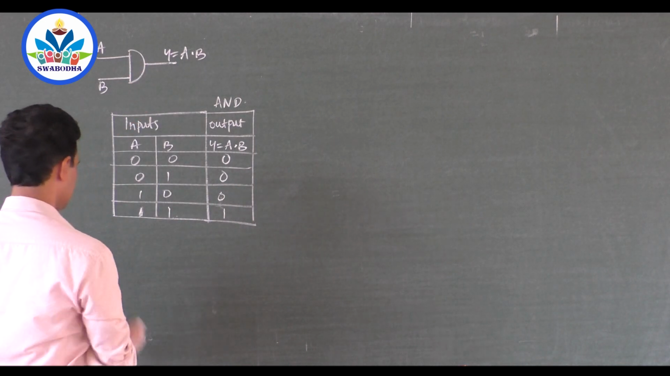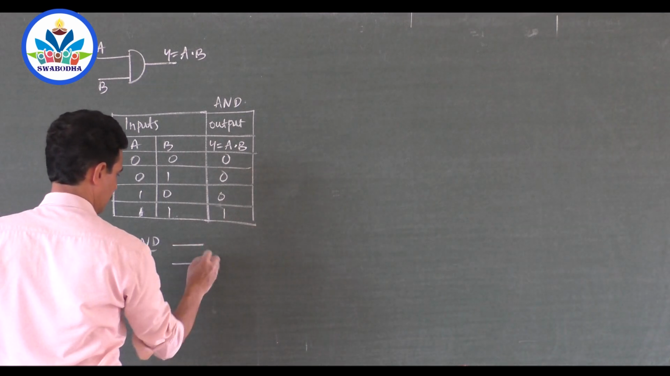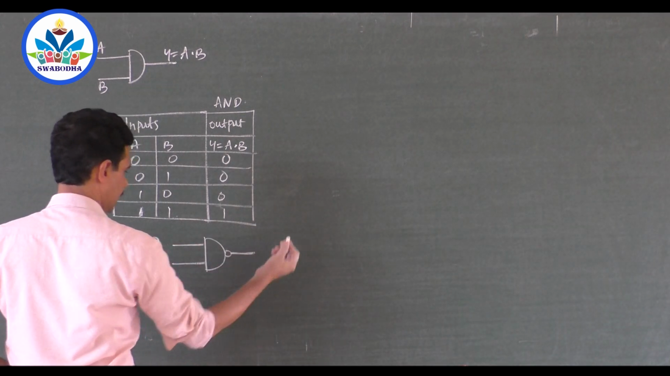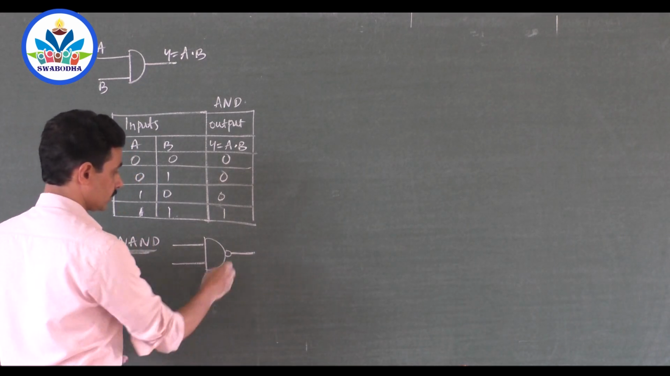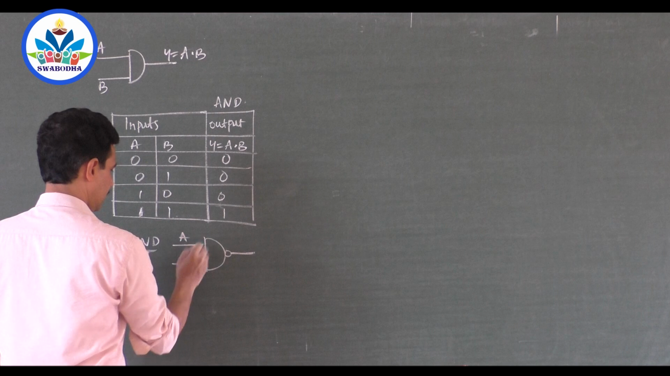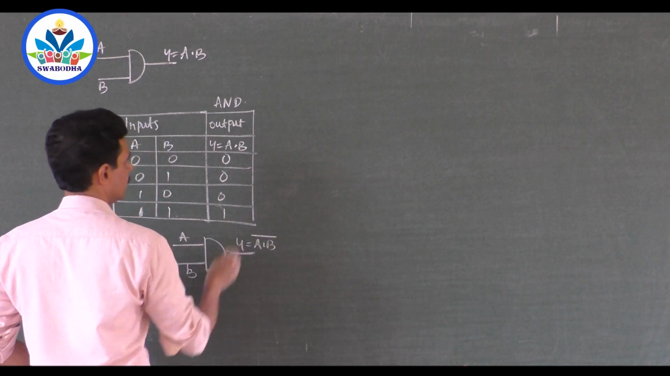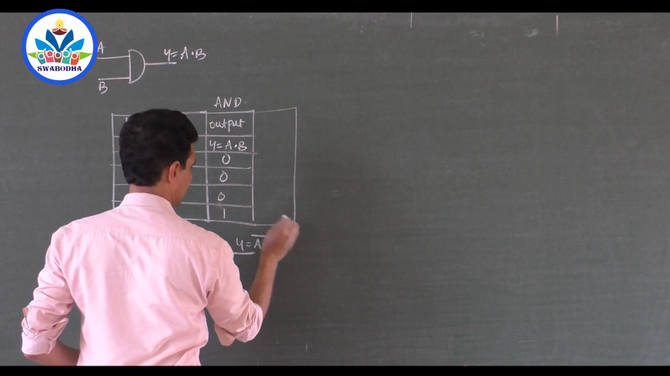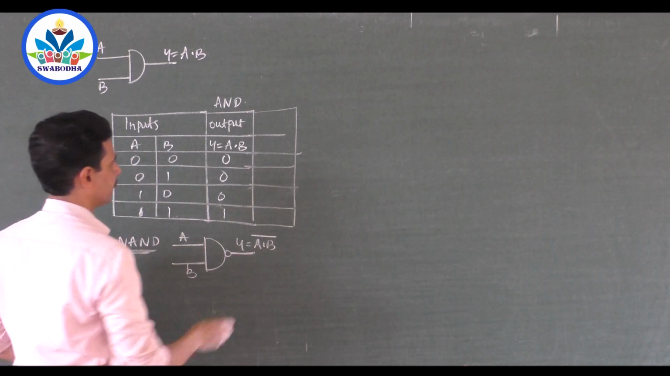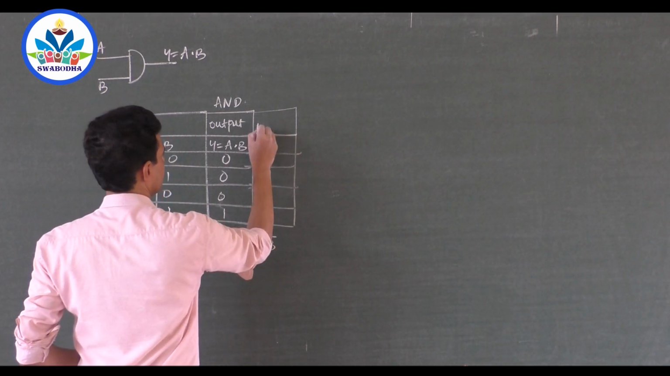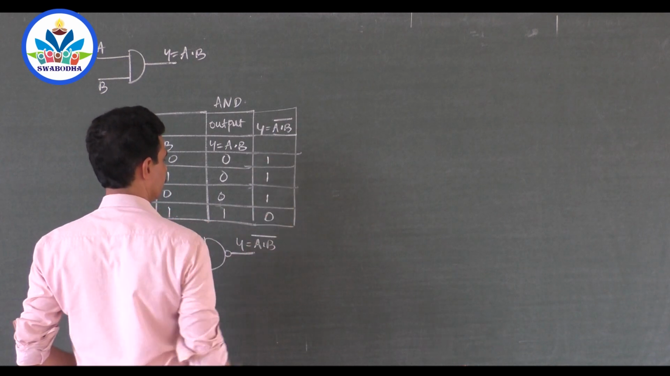How do you write NAND? NAND gate. Symbol, you have to complement it. One NOT gate at the output. Of course, if you want to show the logical circuit, you have to show the NOT gate here. A, B, Y is equal to A dot B bar. So how is the truth table? I will extend this and I will write it here only. Of course, if you are asked, you have to write A, B and output separately. Output is Y is equal to A dot B bar. That means it is 1, 1, 1, 0.